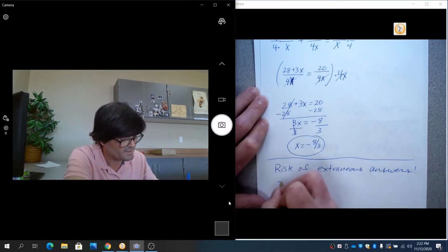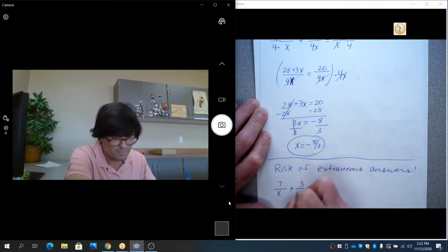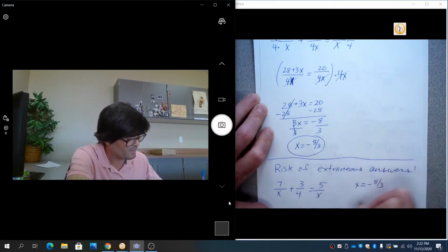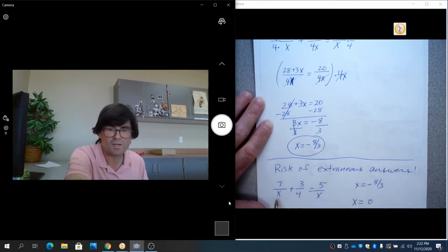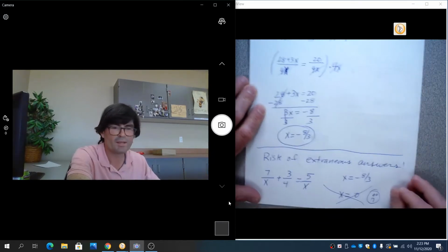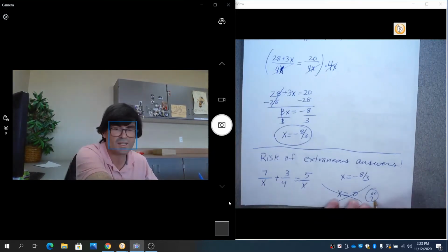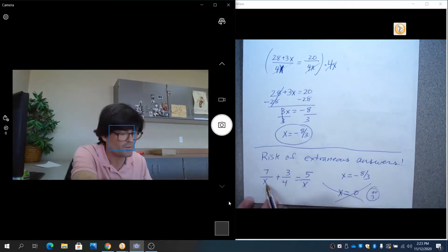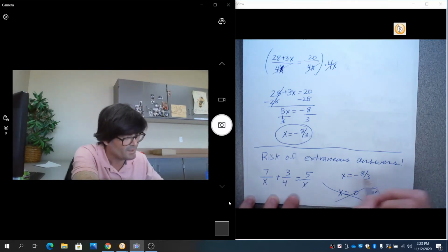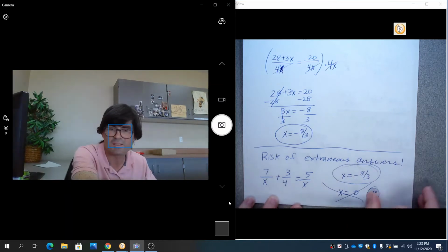My original problem looked like this: 7 over x plus 3 over 4 equals 5 over x. And we just said earlier x could be negative 8/3 or x could be 0. Notice if you were to start putting in 0 here or here, that would be undefined. So this is extraneous. This is an extraneous answer. If you put in negative 8/3 there or there, that is okay. You can have the number negative 8/3 in the bottom of this fraction. If you plugged it in here, it would come out to be the correct answer. So in this case, negative 8/3 is our only answer.